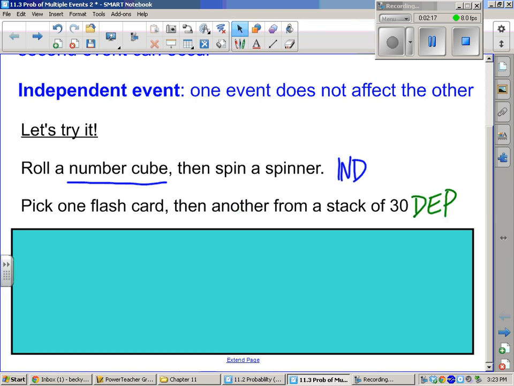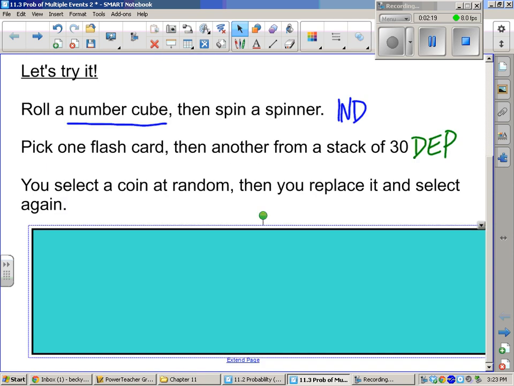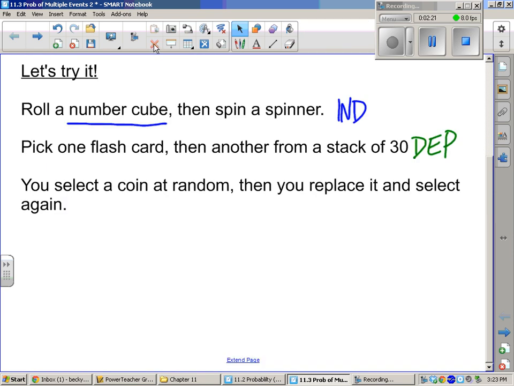Okay. Next one, you select a coin at random, then you replace it, and you select again. Ooh, that's tricky because we put it back. Then your total's the same. Yeah. So that'd be independent. They do not depend on each other for their probabilities.